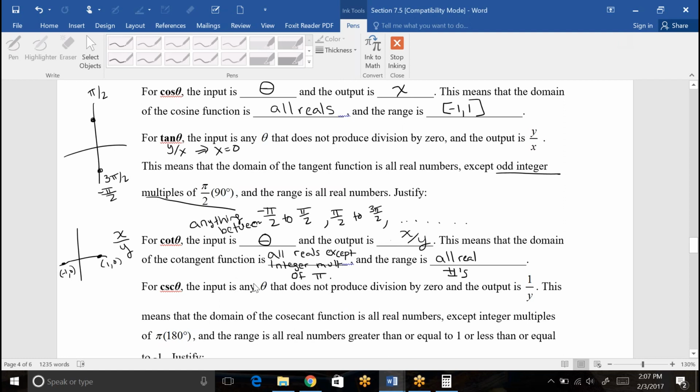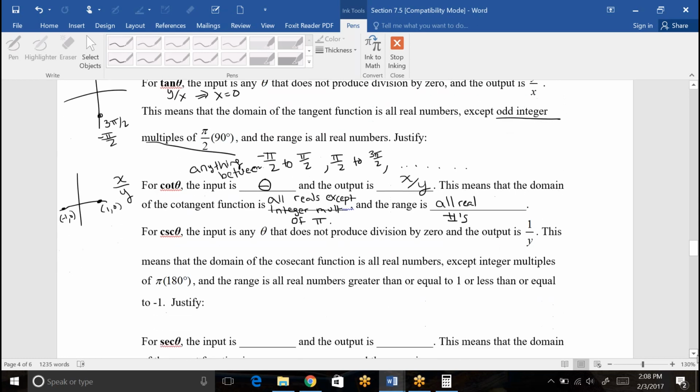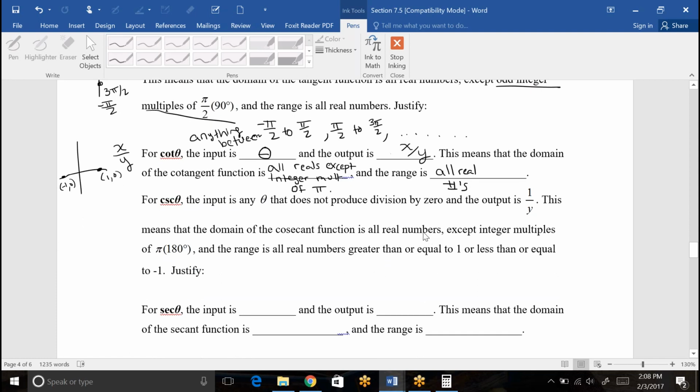Cosecant, the input is theta, and theta cannot produce division by 0. The output is 1 over y. So that means the domain of the cosecant function is all the real numbers except integer multiples of pi, which is, remember, the 180 one. That's the one we just talked about with cotangent. And the range is all real numbers greater than or equal to 1 or less than or equal to -1.